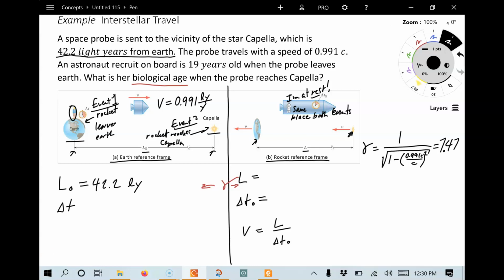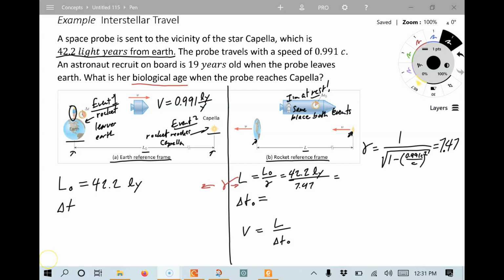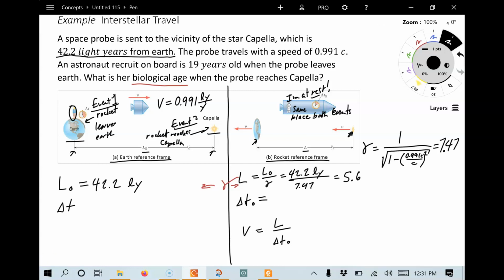So if I want to calculate the dilated length of the distance between Earth and the star as observed or measured by the space traveler, it's going to be the proper length divided by gamma. The proper length, from the Earth's measurement, is 42.2 light years, divided by gamma, 7.47, which comes out to a value of 5.65 light years.